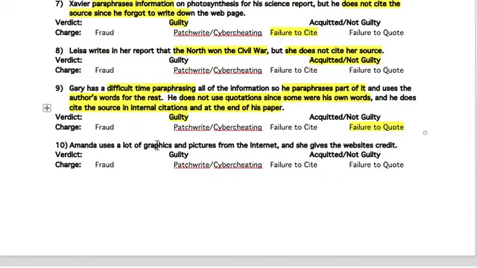Amanda, she uses a lot of graphics and pictures from the internet, but she does give the websites credit. So is she guilty or is she not guilty? Well, it depends. If she is using copyright-free images, then she is not guilty. But if she's just going to Google and typing in pictures of cats and she's not checking to see if it's usable or not, then she would be guilty. But let's say that what she did was she used copyright free. So we're going to say, good job, Amanda. Keep up the good work. So now you know how to avoid plagiarism.